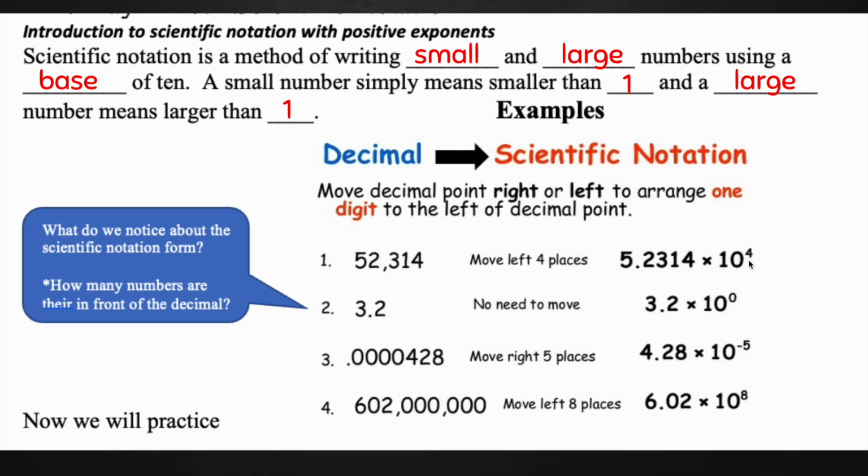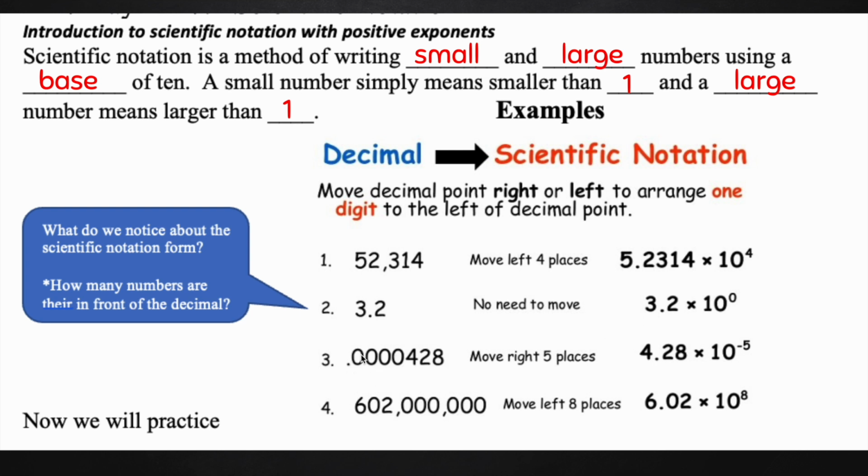Times 10, and I note that I moved it 4 times to the left, so I'm showing that with an exponent here. Okay, so 3.2, this one, you're not going to actually move it anywhere because it already has one digit before the decimal point, so it'd be 3.2 times 10 to the 0 power. There's really no point to convert between scientific or standard because they're really the same number.